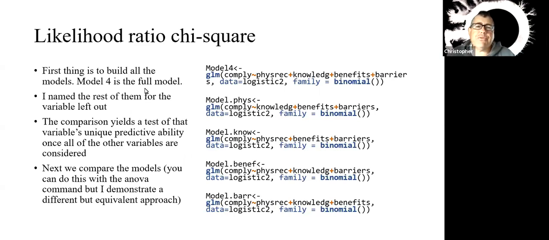All right, so the first thing that we need to do here is build the full model, and I've called that model 4. It's got all 4 variables in it. I named the rest of them for the variables that got left out. So if we look at, say, model phys, we're predicting compliance from knowledge, benefits, and barriers. We're leaving out physical recommendation. I then did that for all the different combinations.